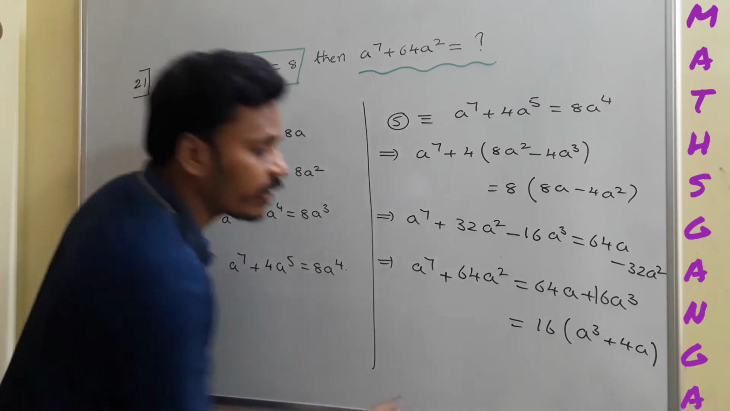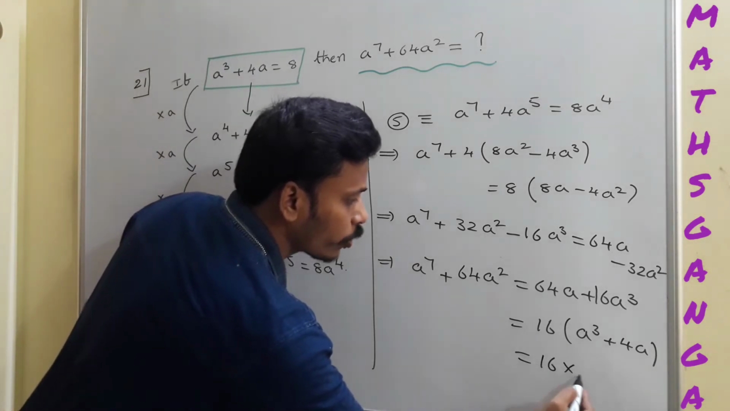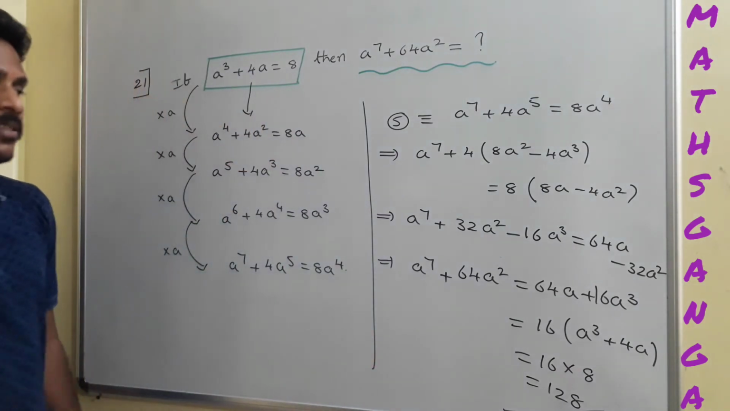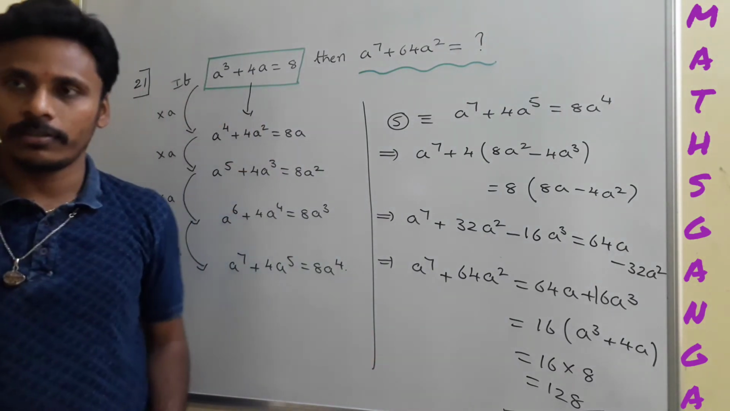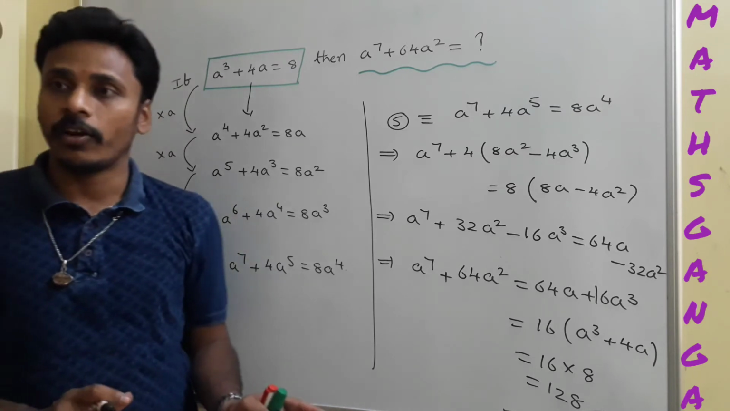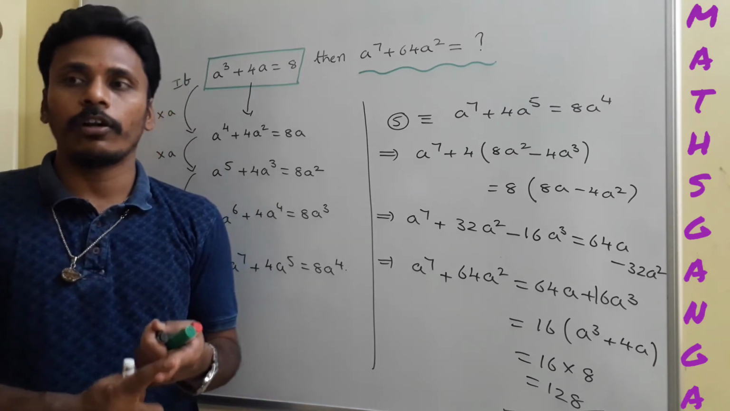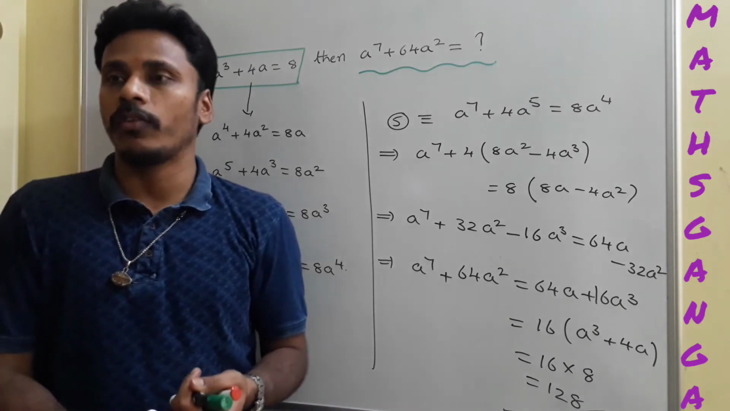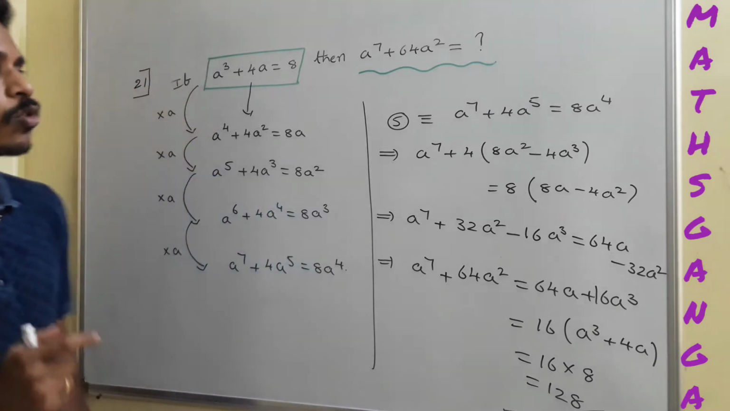So just rewrite a cube plus 4a as 8. So 16 into 8, and that is equal to 128. See, no formula is used here. No identity is used, and we won't multiply anything here. Multiplication is not involved. Identity formula is not involved. Factorization is also not involved. We just solve the problem logically.